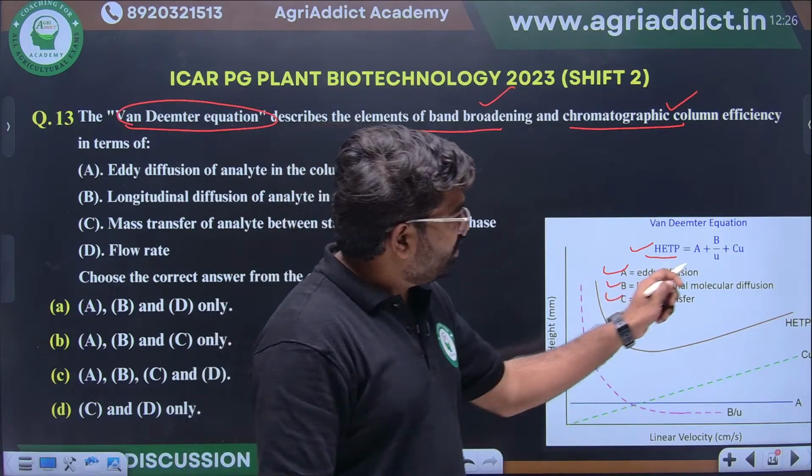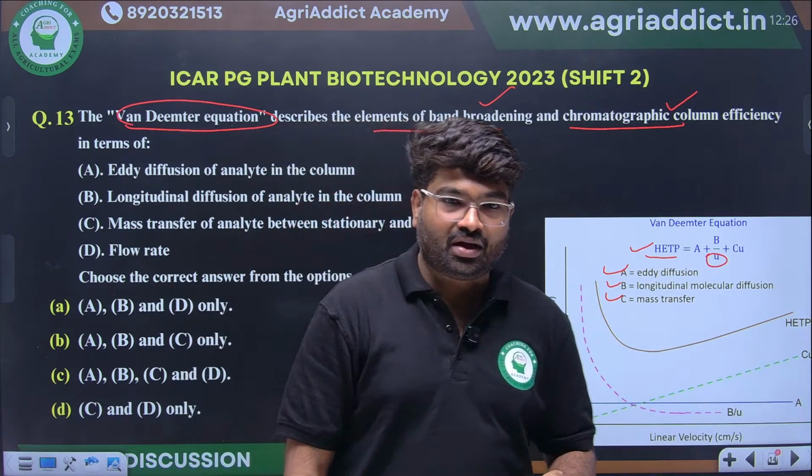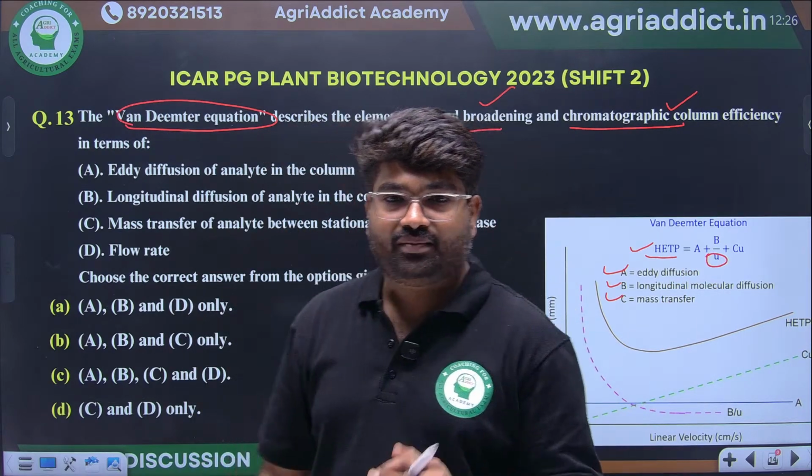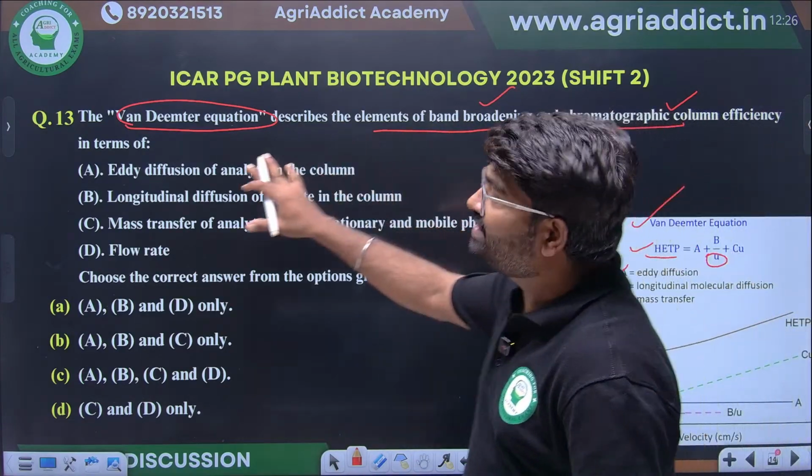Clear? So what is this? This means elution time or flow rate. Okay, so this will be determined. So these are the components of the Van Deemter equation. Based on this, they have asked the question.